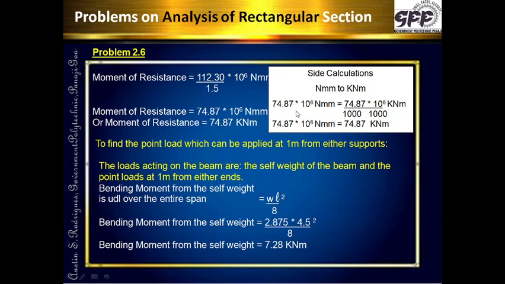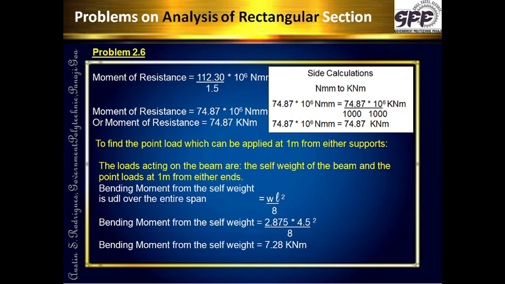Now this 74.87 into 10 raised to 6 Newton mm is converted to kilonewton meter by dividing by 1000 for Newton to kilonewton, and dividing by 1000 for mm to meters. So 74.87 into 10 raised to 6 Newton mm becomes equal to 74.87 kilonewton meter. So the moment of resistance is 74.87 kilonewton meter.